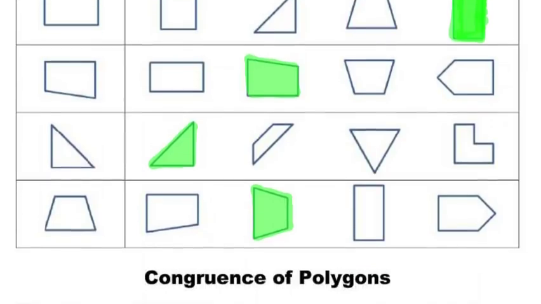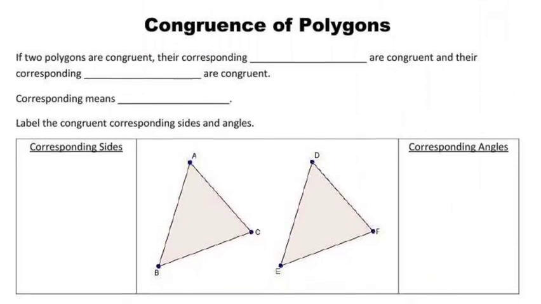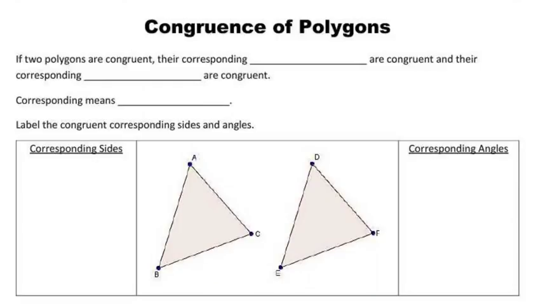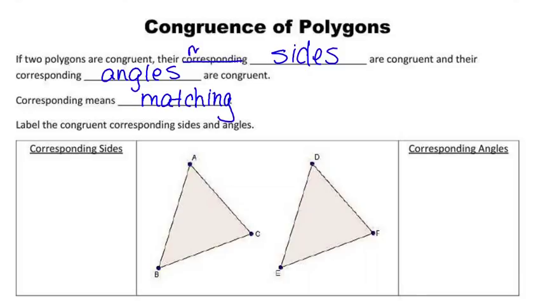Alright, so now let's talk about some congruent statements, and we're going to get a little bit more fancy with our congruence. If two polygons are congruent, their corresponding sides are congruent and their corresponding angles are congruent, and corresponding means that they are matching. If you wanted to replace the word corresponding with the word matching, you could. So they have matching sides and they have matching angles. Label the congruent corresponding sides and the angles.